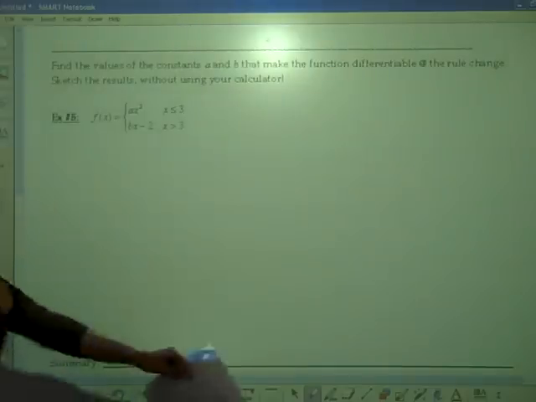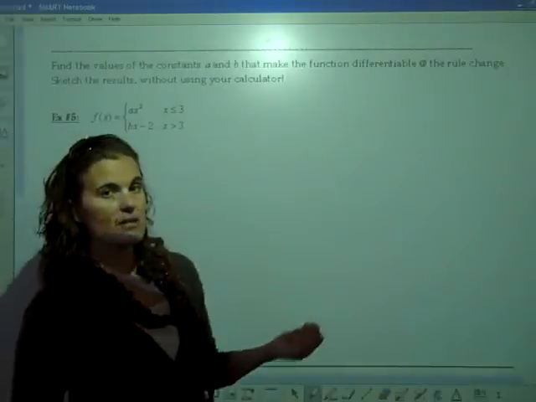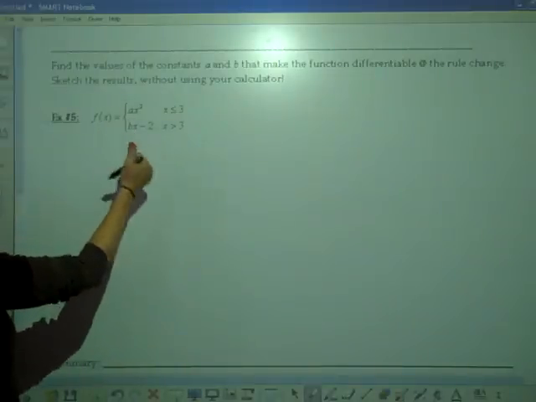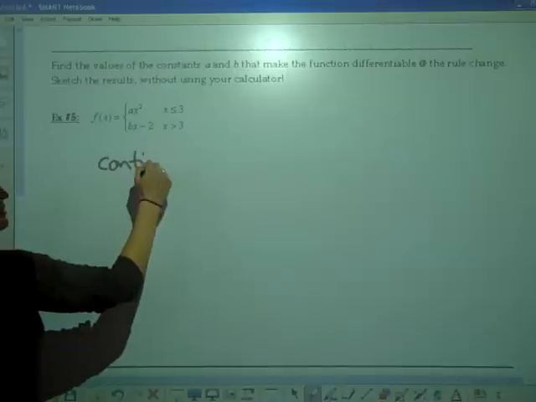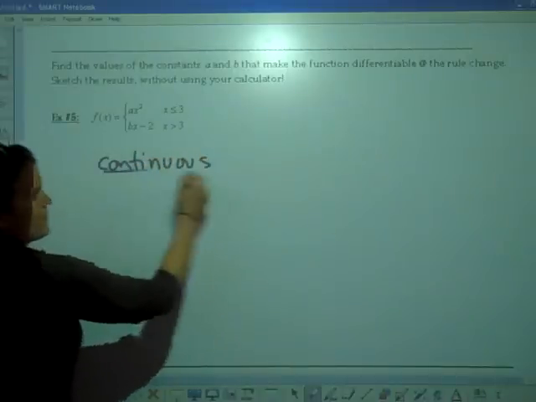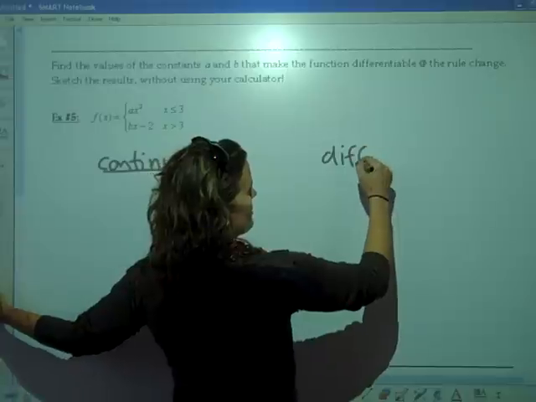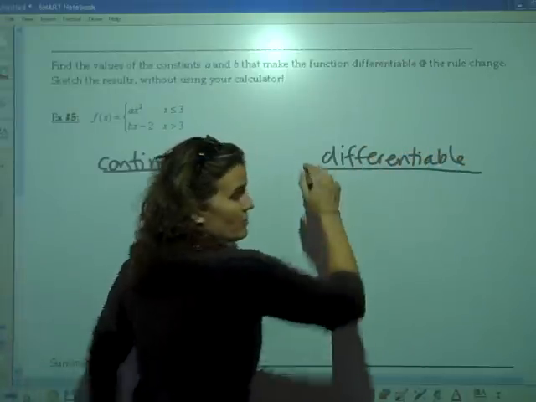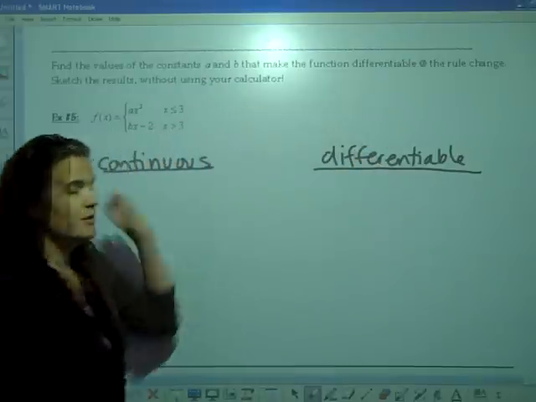Last example. So we want to be able to figure out the values of a and b that are both constants that will make the function differentiable at the rule change. And then we're going to sketch the results without using a calculator. Okay. So again, if you are trying to come up with the values that make the function differentiable, the function had to have been continuous if it was going to be differentiable. Okay. Remember, differentiability implies continuity. So if the function was to be differentiable, it automatically had to have been continuous.